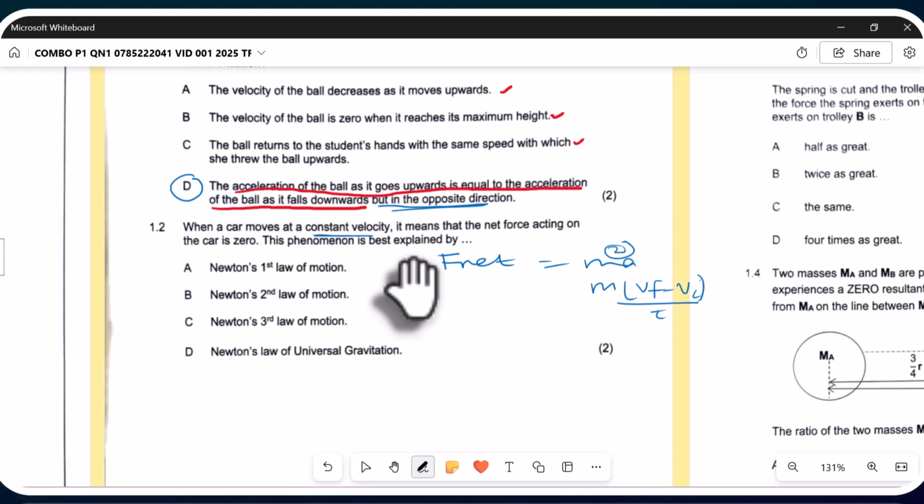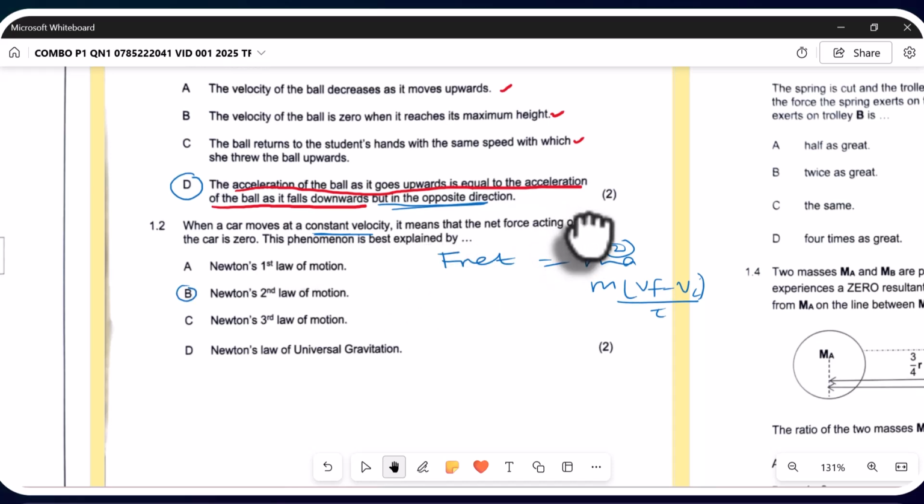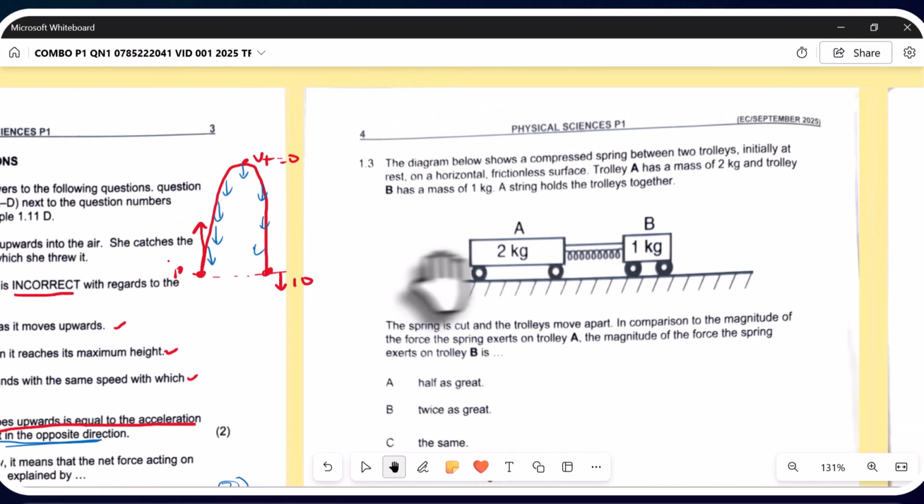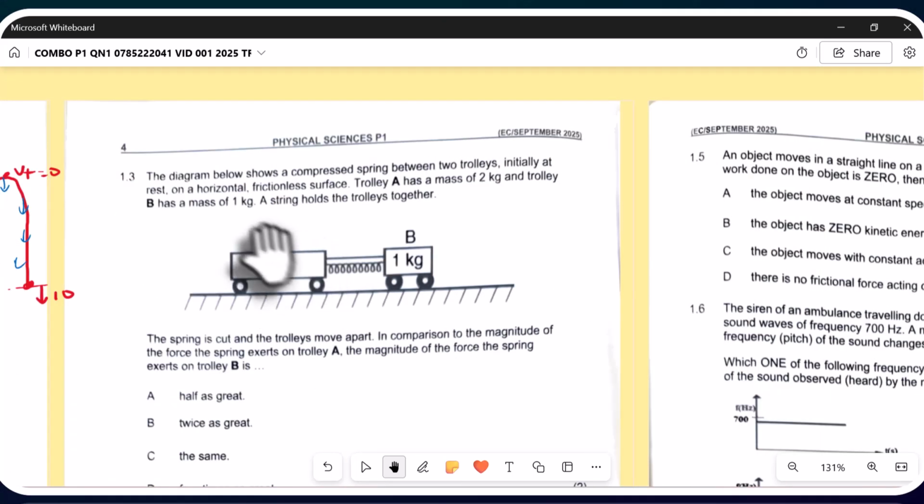Okay, let us proceed here. Question 1.3 from Eastern Cape. The diagram below shows a compressed spring between two trolleys, initially at rest on a horizontal frictionless surface. Trolley A has a mass of 2 kg and trolley B has a mass of 1 kg. The string holds the trolleys together. They say the string is cut and the trolleys move apart. In comparison to the magnitude of the force the spring exerts on trolley A, the magnitude of the force the string exerts on trolley B is.